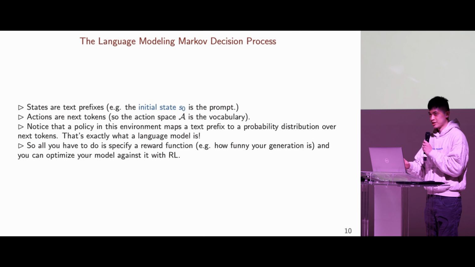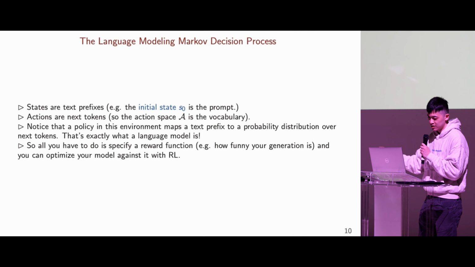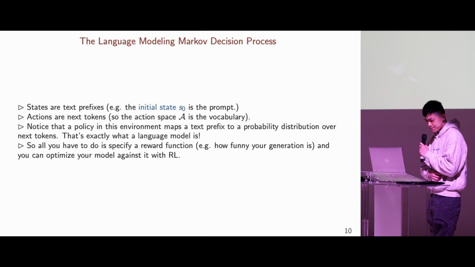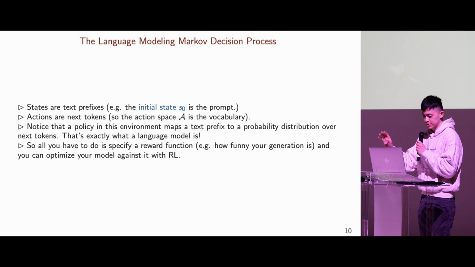So language modeling actually maps onto this setup very nicely. The states are simply the text prefixes. So the initial state S0 is like the prompt. The actions are the next tokens, so the action space is the vocab. And then a policy in this environment is exactly what a language model is. It's a map from the text prefix to a probability distribution over the actions, the next tokens.